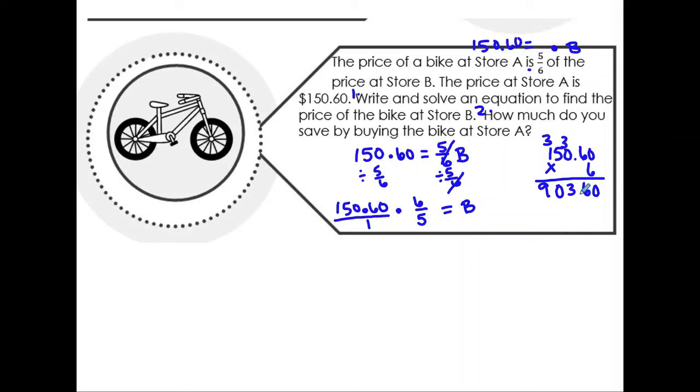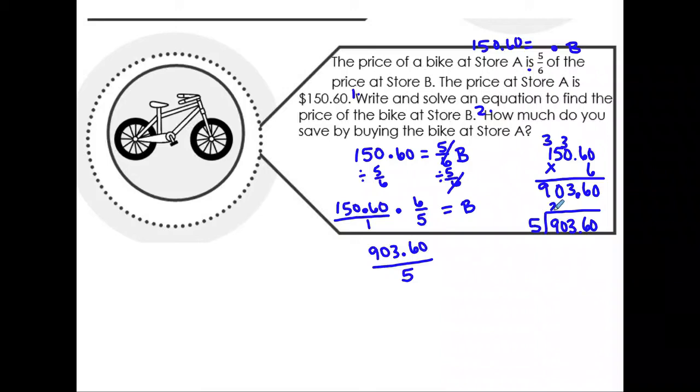2 decimals in the problem, 2 decimals in the answer. So I have 903 and 60/100. 1 times 5 is 5. This means division, so I do need to fully divide it all the way out. So now I'm going to do $903.60 divided by 5.